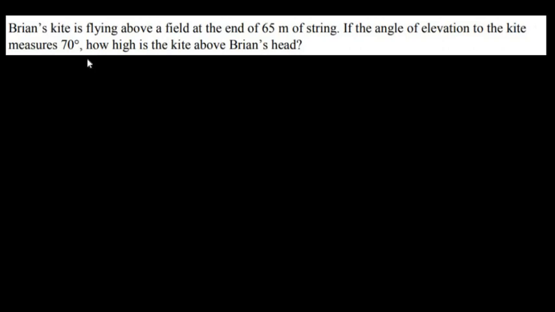Now the first example says, Brian's kite is flying above a field at the end of 65 meters of a string. So the length of the string is given as 65 meters. If the angle of elevation to the kite measures 70 degrees, this is the angle of elevation, how high is the kite above Brian's head? Now I will suggest you always make a rough diagram before you start with the calculations, because that will give you an idea what exactly is being asked in the question. Now Brian has a kite, so let me draw a kite here.